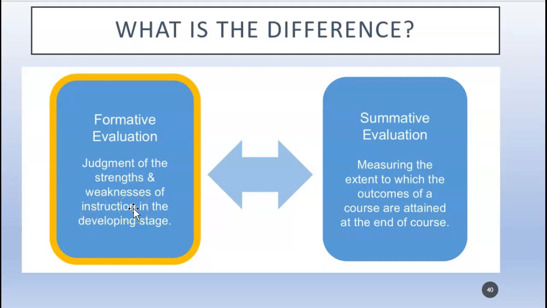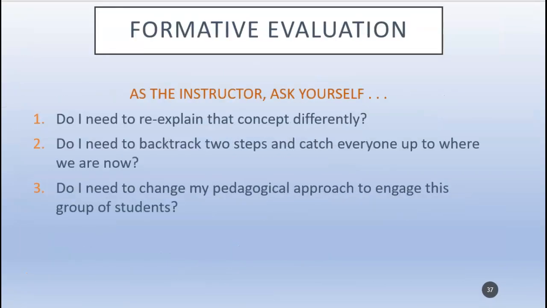So while you're doing your presentation, if you find that the students are not paying attention to you, that's an evaluation that you just made, and now you have to change up your strategy to get them to pay attention to you. So formative evaluation is as you're doing the presentation, you realize that it's not working, and now you've got to change something to make the students more engaged. And so if I go back up to the slide, as a presenter, think about maybe you need to re-explain that concept differently. Maybe you need to backtrack a few steps and get everyone to the same page. Maybe you need to change your whole teaching approach to engage this group of students. So this is actually happening as you are teaching.